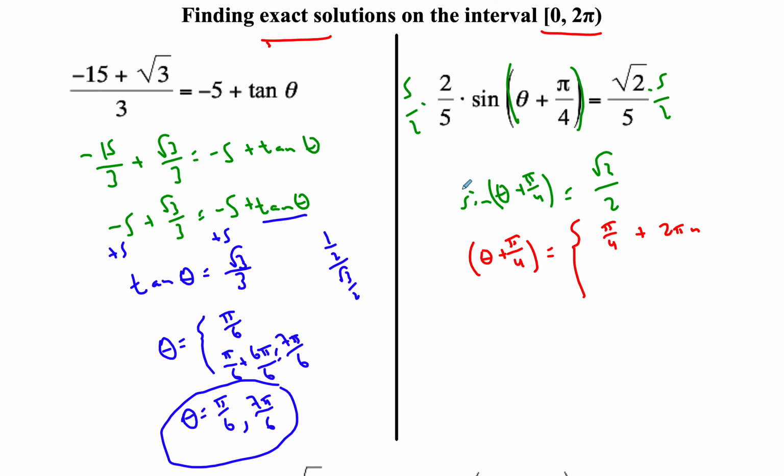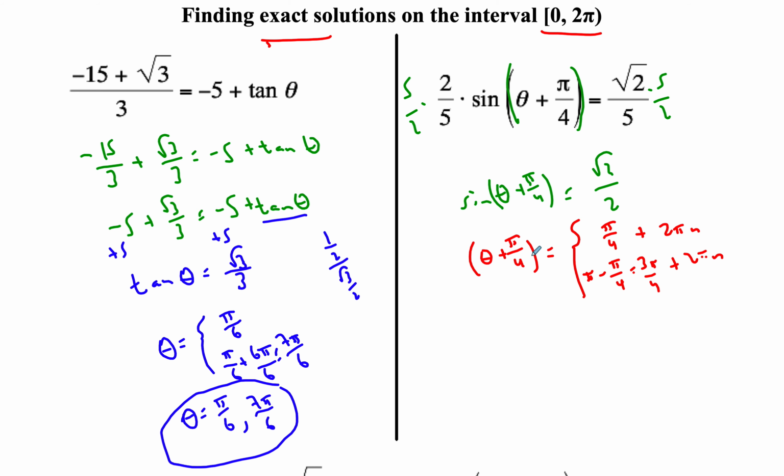what's the other solution? So remember, that's where we have the sine of theta, or sine of x, equals pi minus. So I'm going to do pi minus pi over 4. For tangent, it was pi plus. For sine, it's pi minus. And for cosine, it's 2 pi minus. Pi minus pi over 4 is 3 pi over 4, right? 4/4 minus 1/4 plus 2 pi n.